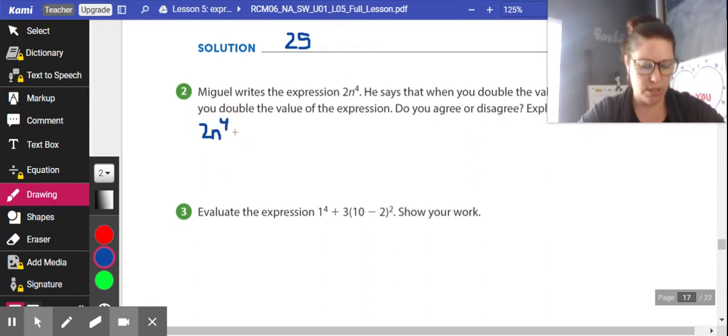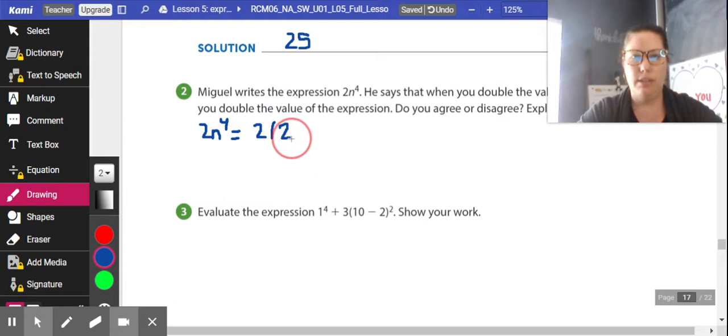And we're going to double it, meaning we're going to fill in 2 for n here. So I'm going to put 2 on the outside. I'm going to use parentheses so that I know to separate my n, and then 2 on the inside to the 4th power, because I'm only doing n to the 4th power, not the 2 on the outside. Okay, now I'm going to go ahead and solve. So first I'm going to do inside the parentheses, so 2 times 2 times 2 times 2, which is what?